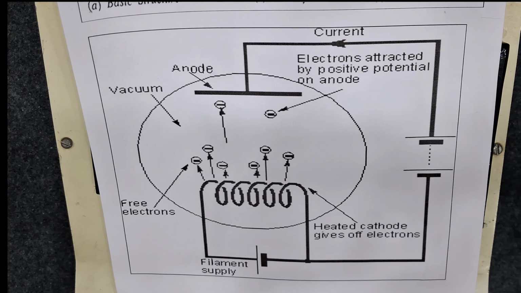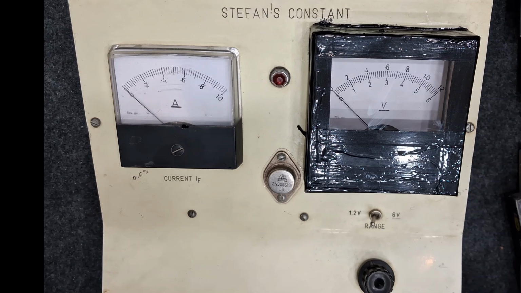Applying Stefan's law to the heated cylindrical cathode, we can determine the Stefan constant from the knowledge of the surface area and the emissivity of the cathode, which is less than unity in this case as the radiation is not from an ideal black body. Now we come to the experiment.